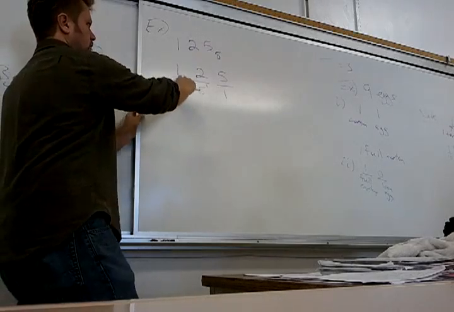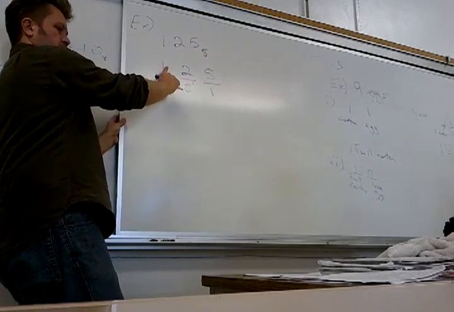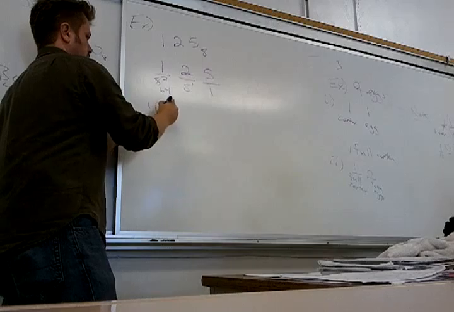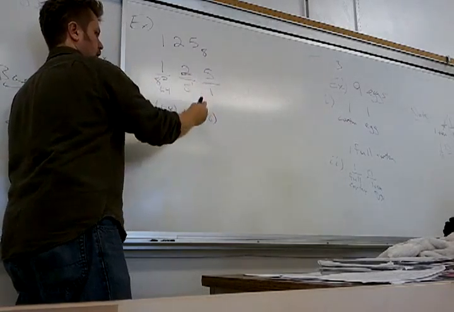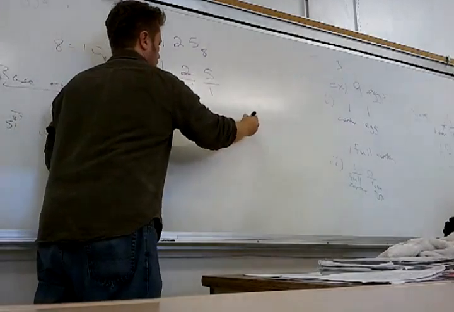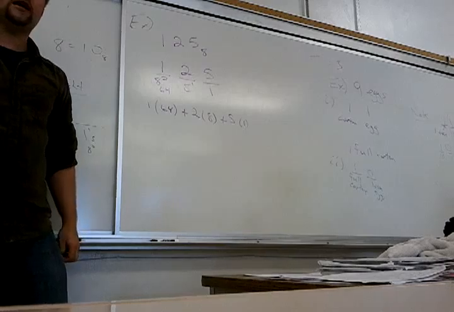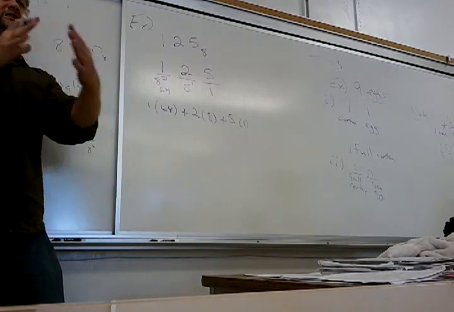So how many 64s does this number have? It has 1 64. One of these. Plus how many 8s? 2 8s. Plus how many 1s? 5 1s. Now believe it or not, this is what you did in like 2nd grade with base 10. Remember expanded form?